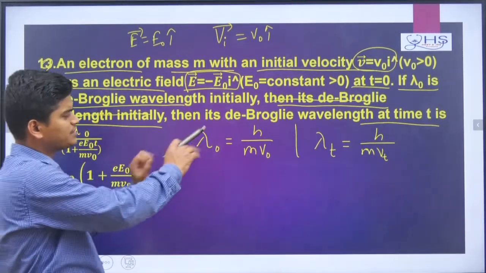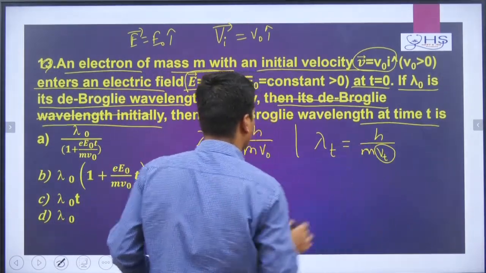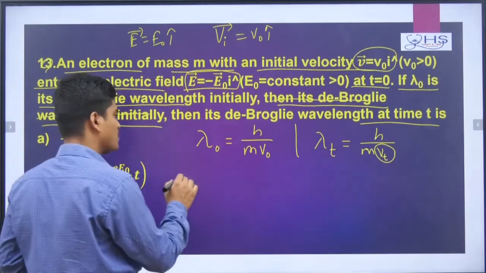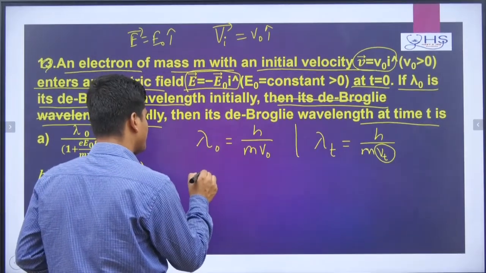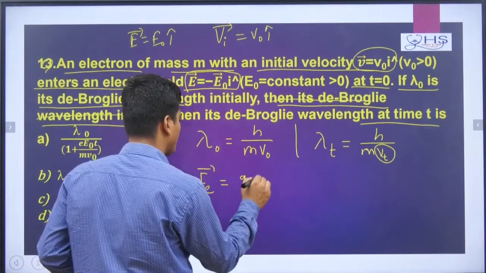So we need to work with this formula, no need to use any other formula. But here you need to find this Vt in terms of this lambda naught. We have to take what is your lambda t. Now understand, when a charged particle q moves in an electric field, what happens?